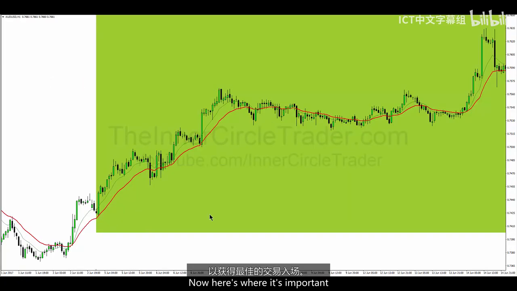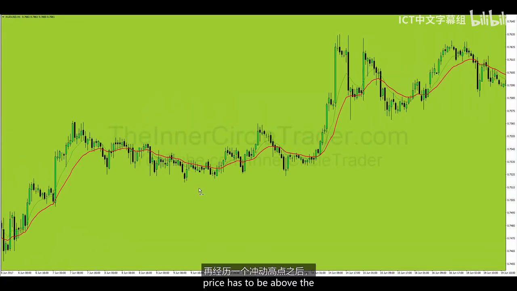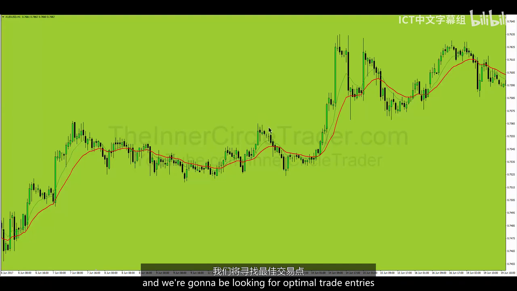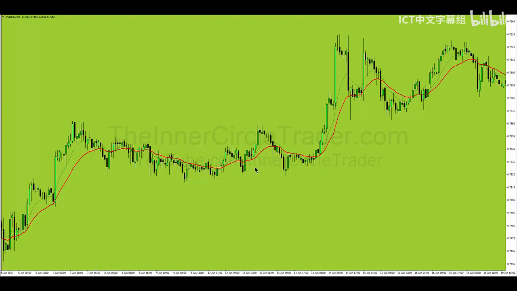Now here's where it's important that you follow along with the optimal trade entry. Once we're in this shaded area, price has to be above the red line and have moved away, made a swing high after an impulse leg moving higher. So in other words, we have to see price moving higher above the red line, and we're going to be looking for optimal trade entries when it retraces back into a previous swing low. Here, price is below the red line. We cannot take anything there. So we missed this move here, which is fine.